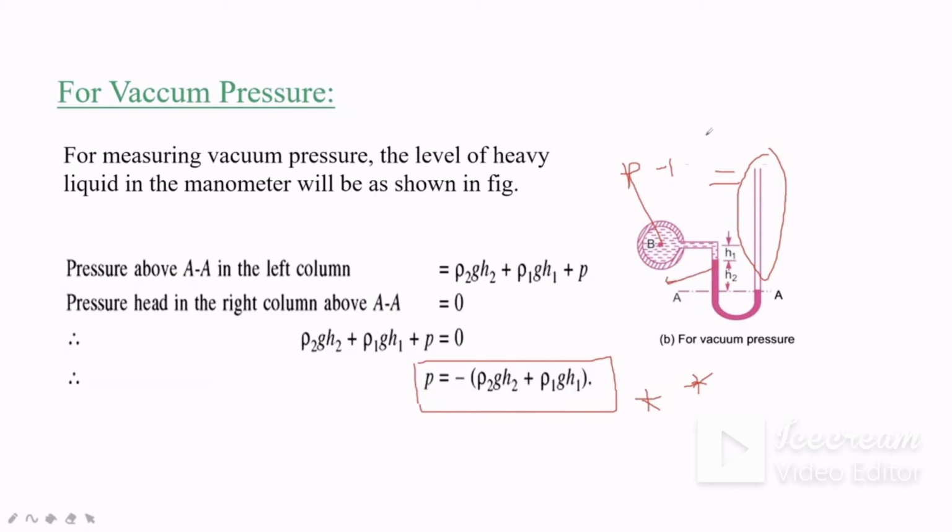So when you equate it, you will get P is equal to minus ro 2 GH2 plus ro 1 GH1. Like that you can derive it in seconds and solve the problem. Next, that was for vacuum pressure. Okay, next we will see the single column manometer.